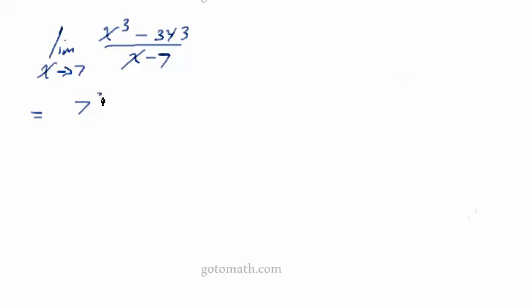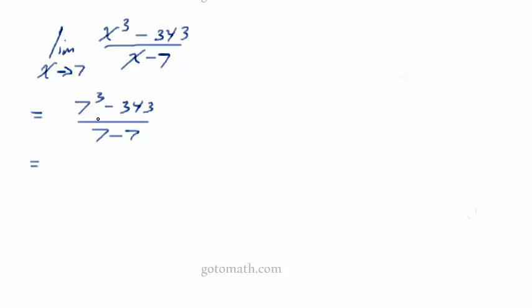let's rewrite the problem. We have the limit as x approaches 7 of x cubed minus 343 over x minus 7. So the first thing we're going to do is direct substitution. So we got 7 cubed minus 343, and that's over 7 minus 7.